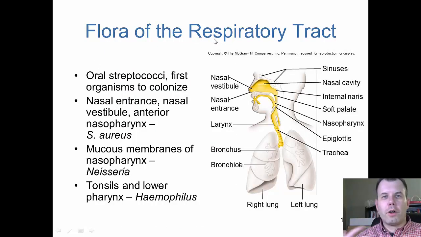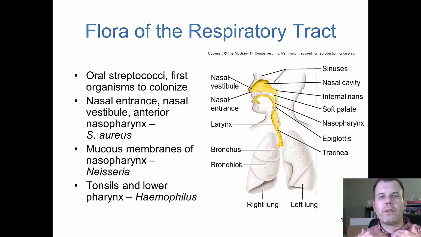The flora of the respiratory tract. When we talk about our normal flora of the respiratory tract, we have lots of bacteria that grow in our nose, in our nasal cavity, and down in the larynx. Now, what separates the upper versus the lower? A lot of times people will say the larynx or the voice box is really the separation between the upper and the lower, and that's kind of how we look at it with the microbial world.